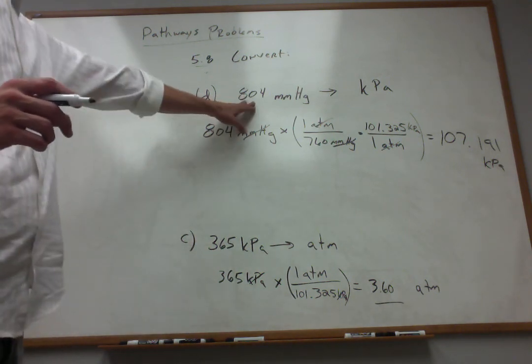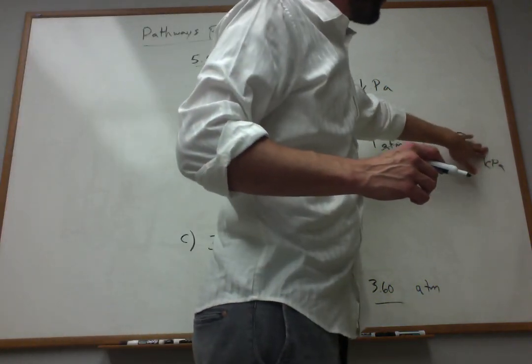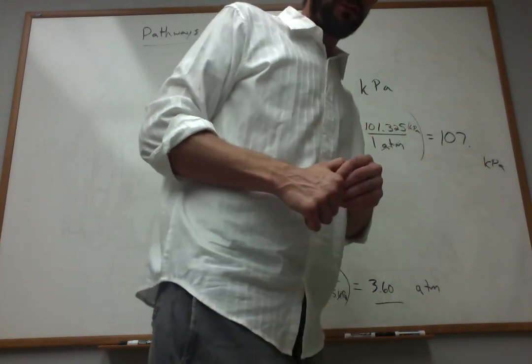I had 3 to begin with. I should probably have 3 in the end. So I erased all my decimal digits, and I've got 107 kilopascals. And I'm all finished.